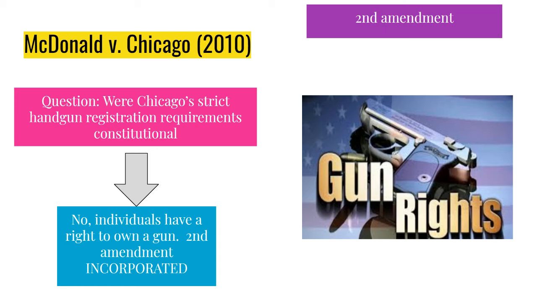DC v. Heller was heard 2 years earlier, which essentially overturned Washington, D.C.'s handgun ban. But because D.C. is not a city in an actual state, it's in a federal district, the verdict was not incorporated to all the other states. So this is the similar case that essentially incorporated the Second Amendment and gave individuals the right to own a gun in every state.